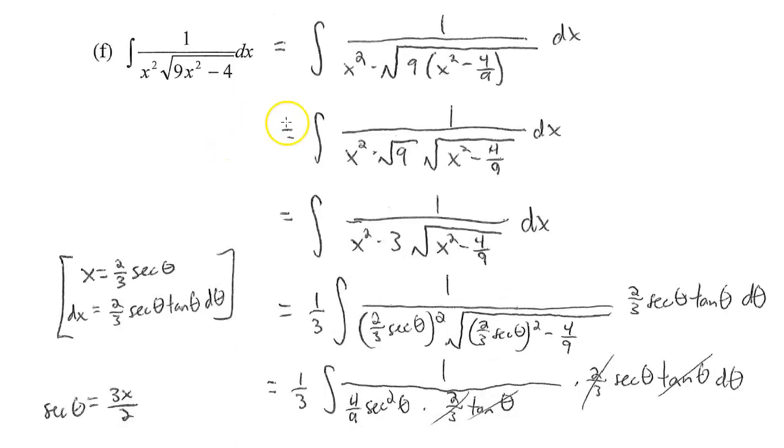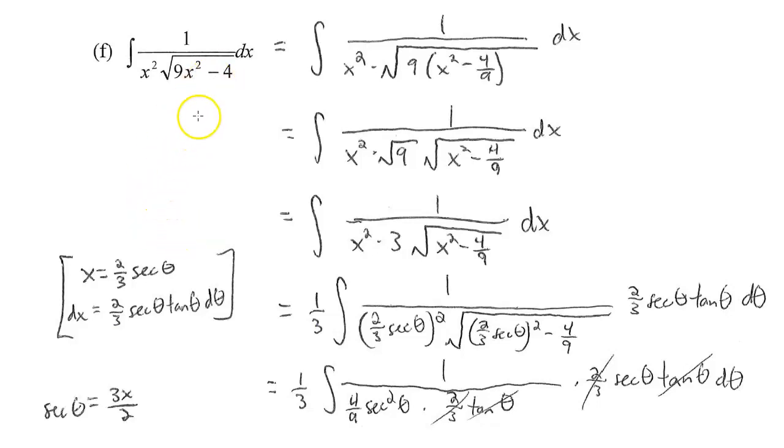Now one more, and this is the last problem. This time we have not just something like x squared minus 4 or x squared minus 25 or 36. We have a 9x squared minus 4. So how do we deal with this? Well, there's a couple of ways that we can do this. And what we're going to do is not try to do our substitution right away.